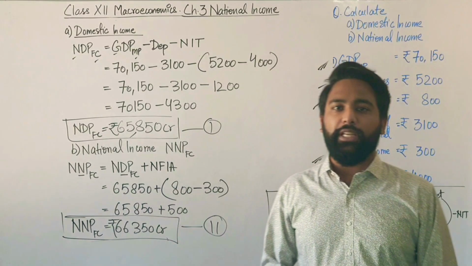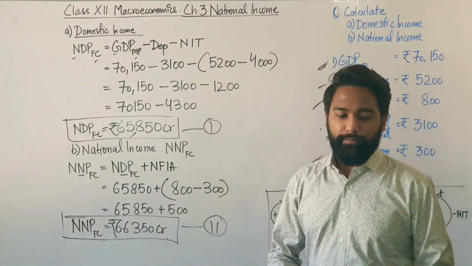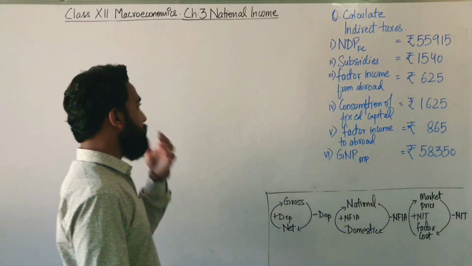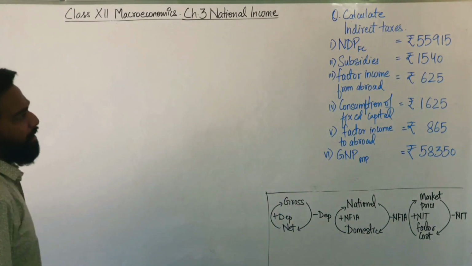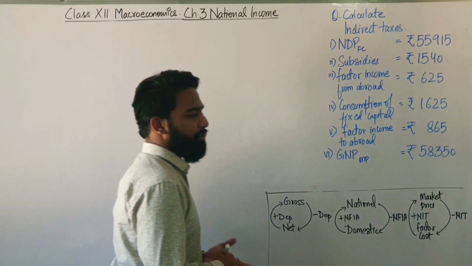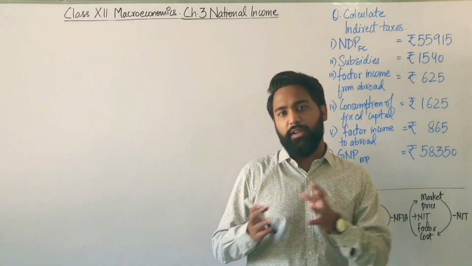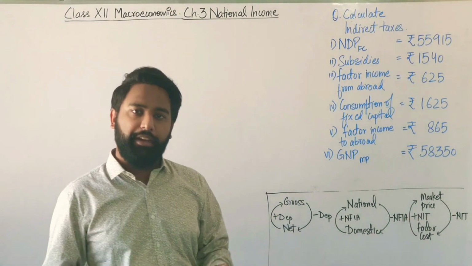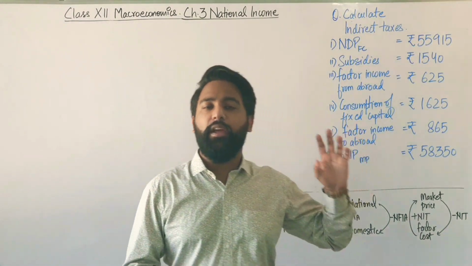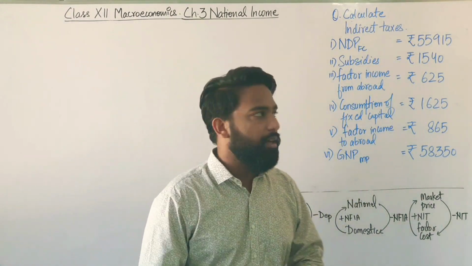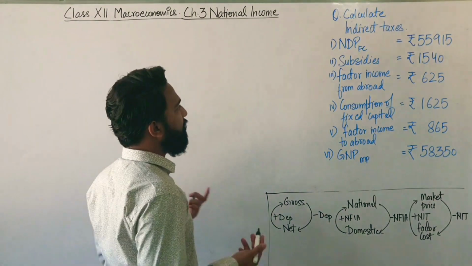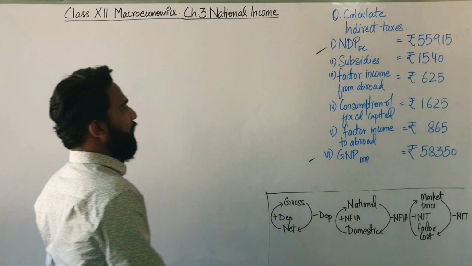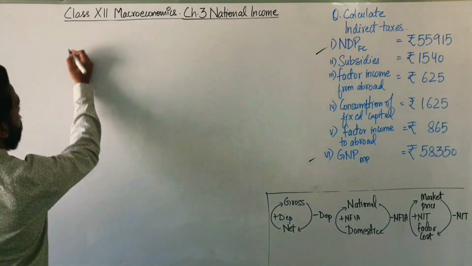Now let's move to the second question. Let's do the next question. The second question for this video is, calculate indirect taxes. Now students, in such cases where the aggregate is not given but a component of those aggregate is asked, then we have to put two aggregates which are given already in the LHS and RHS. Now let's see the two aggregates. Where are the two aggregates? One is NDPFC and one is GNPMP. So let's start the question.